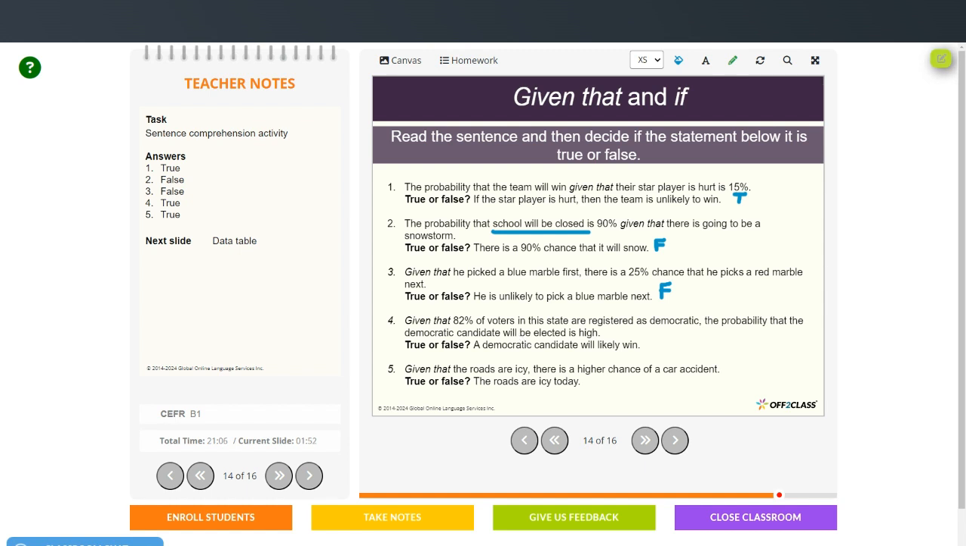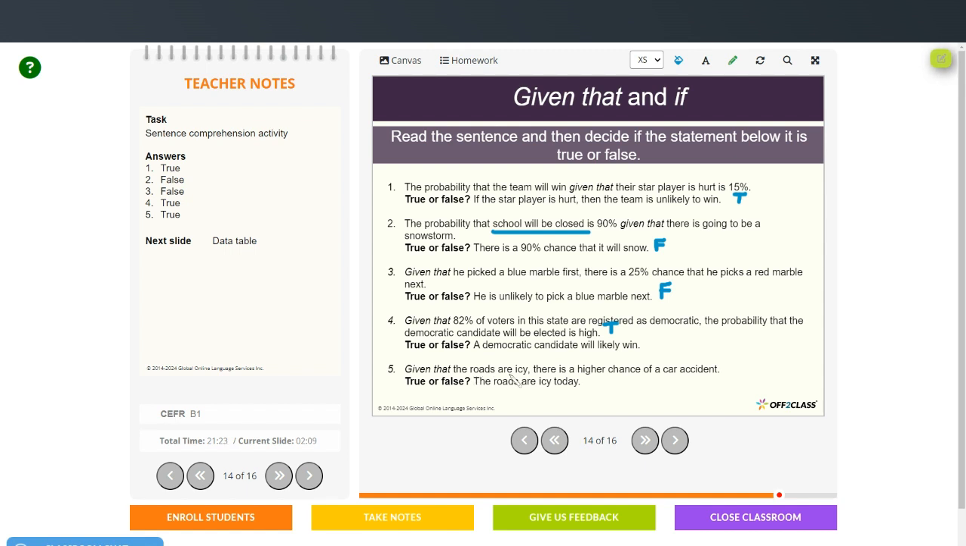Given that 82% of voters in this state are registered as Democratic, the probability that the Democratic candidate will be elected is high. Well, that is true, because 82% of the voters being registered Democratic is pretty high.